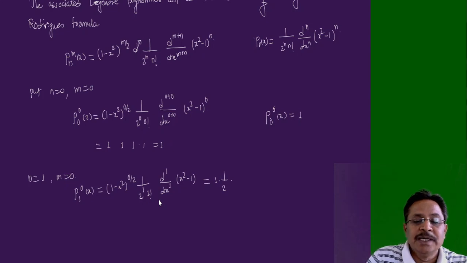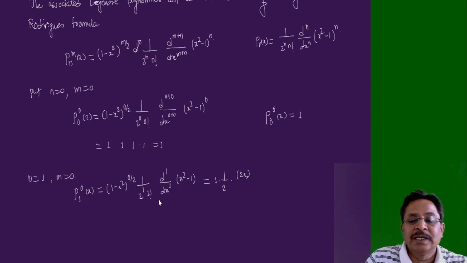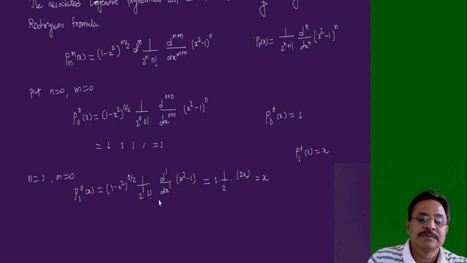And this is d by dx of x square, so that is going to be twice x, minus 1. The differential of minus 1 is simply equal to 0. So getting this differential, the 2 will get cancelled and we'll get simply x. So in this list, P10 of x is equal to simply x. And let us go for another calculation.